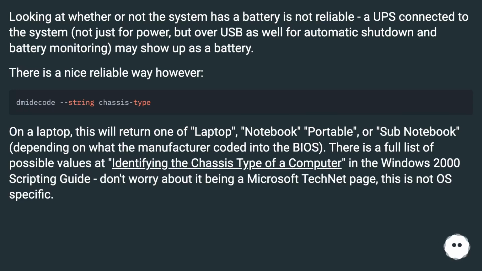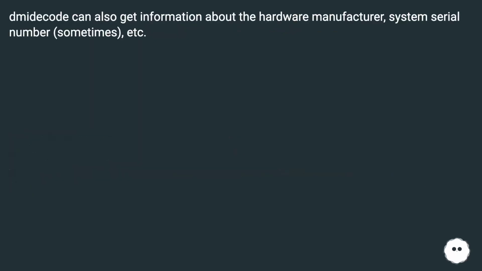On a laptop, this will return one of laptop, notebook, portable, or sub-notebook, depending on what the manufacturer coded into the BIOS. There is a full list of possible values at identifying the chassis type of a computer in the Windows 2000 scripting guide. Don't worry about it being a Microsoft TechNet page. This is not OS specific. The command can also get information about the hardware manufacturer, system serial number sometimes, etc.